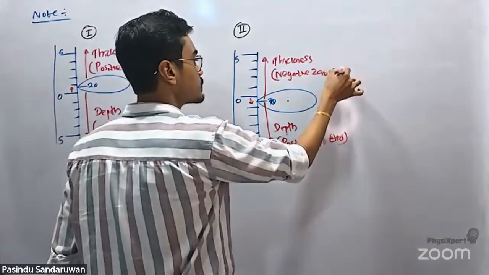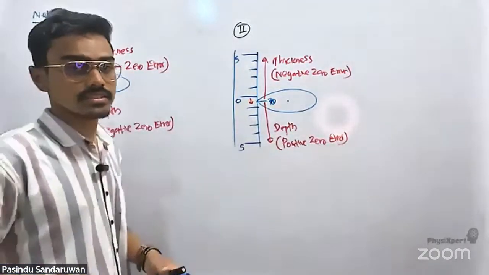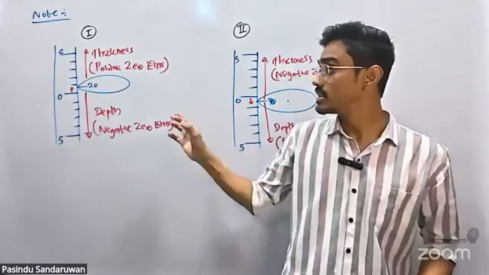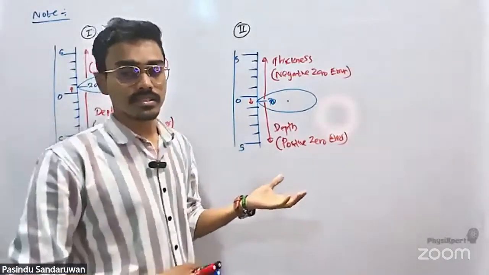Now according to these errors, you have to do corrections to get a correct reading, the actual reading. Right? So write this down as a note. This is what happens.